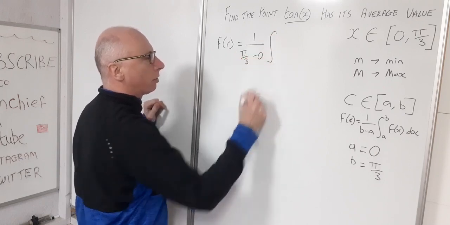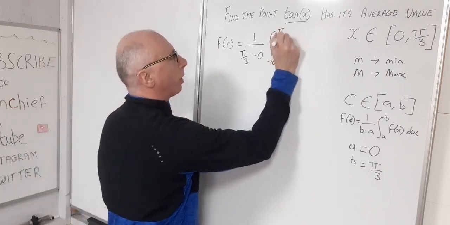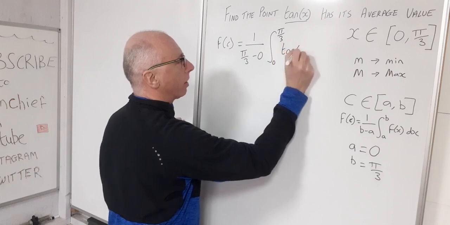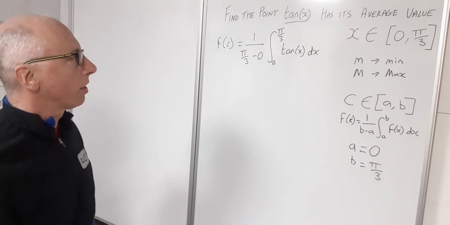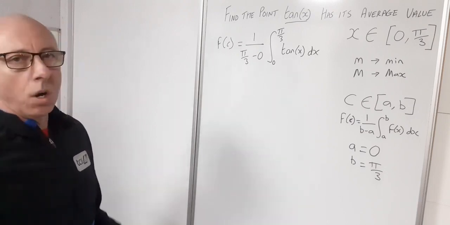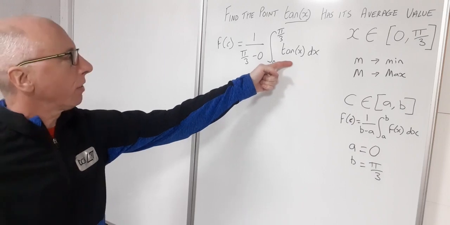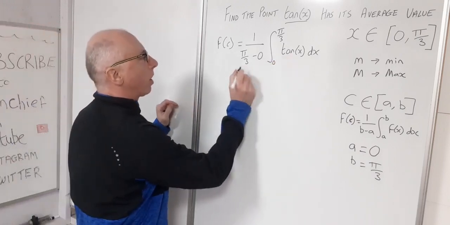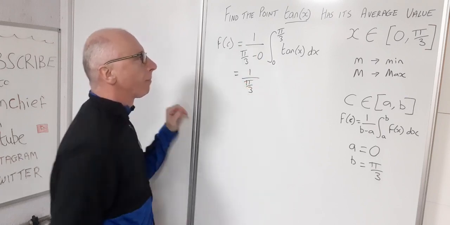And then the integral from a to b, which is 0 to pi over 3, of our function, which is tangent x, integrated with regards to x. Okay, let's go through the steps and we can integrate this straightforward from tangent x. So that's a standard integral. So now we've got 1 over pi over 3.